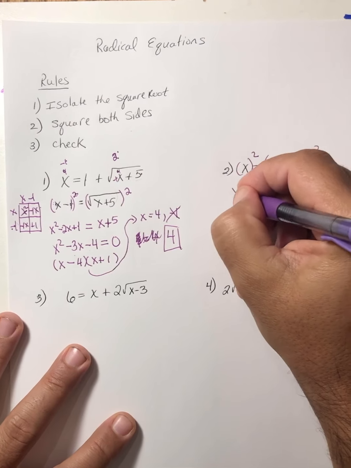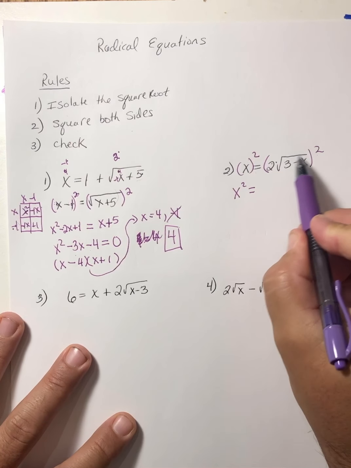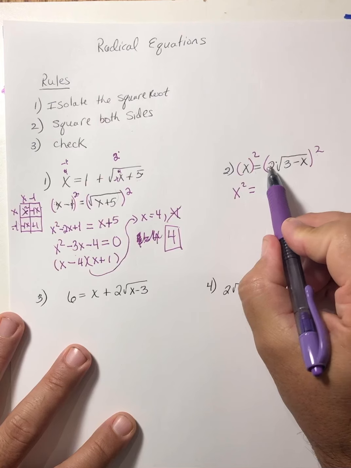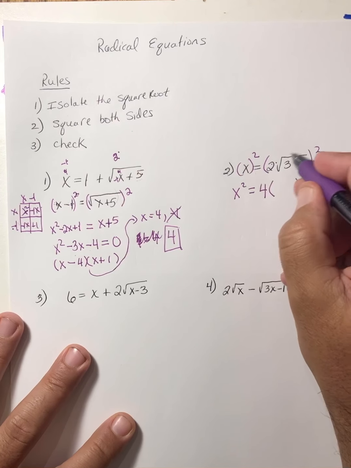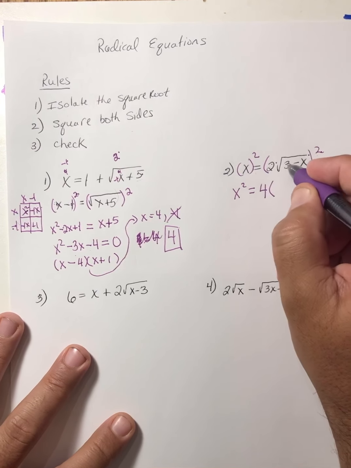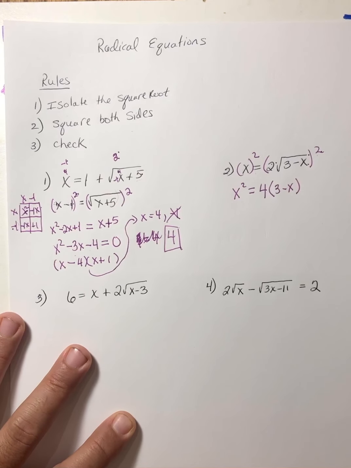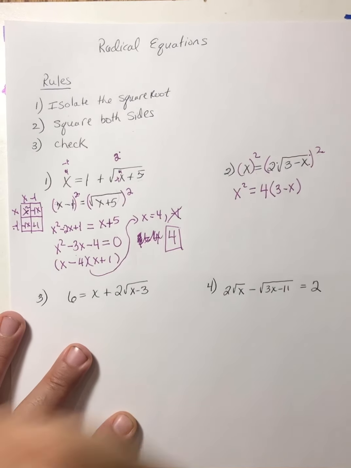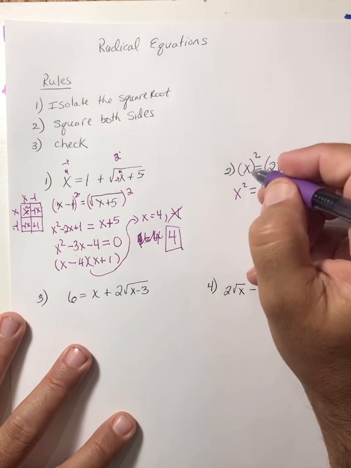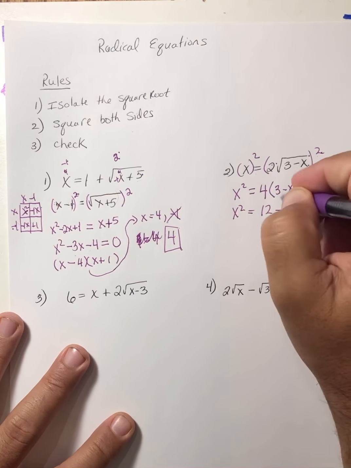So x squared equals. Now when I square this, you're squaring a product. It's easy to square a product. So it's 2 squared and then times whatever this is. Well, radical squared, you drop the radical: 3 minus x. All right, so now I have to distribute the 4. So 12 minus 4x, and I'll set it to 0.